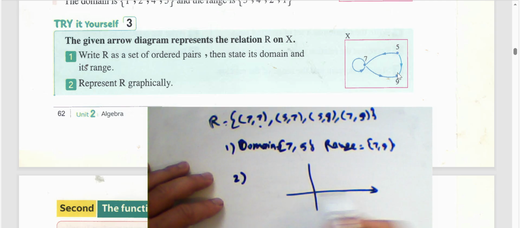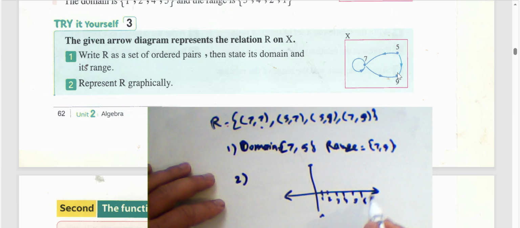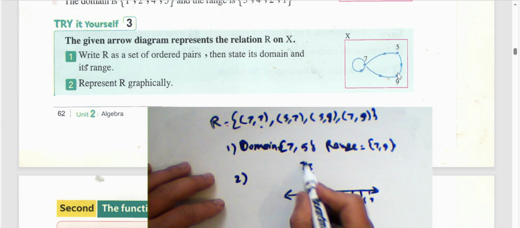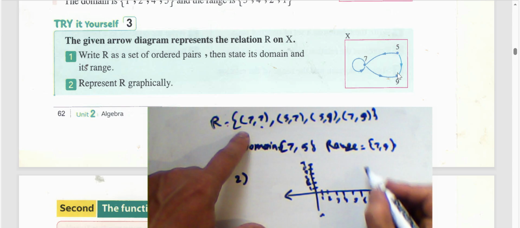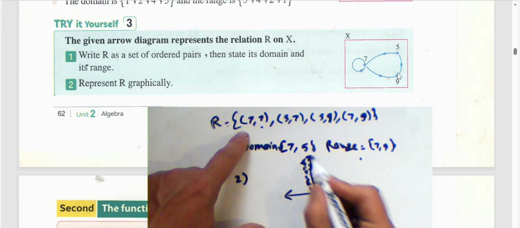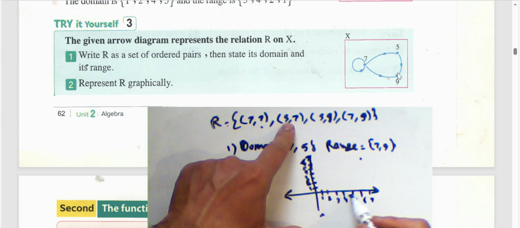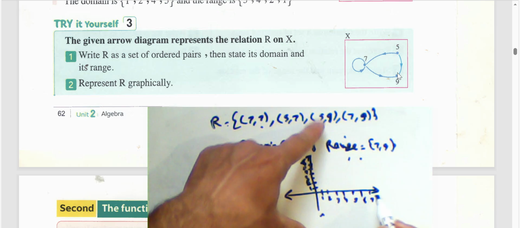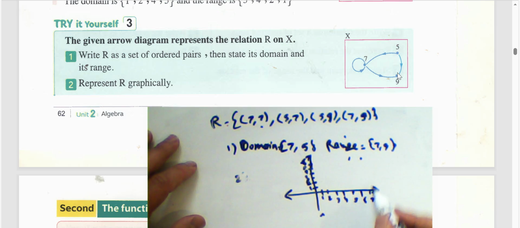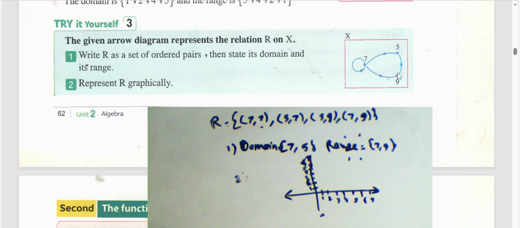Draw 1, 2, 3, 4, 5, 6, 7 and 1, 2, 3, 4, 5, 6, 7. Okay, then the image: 7 with 7, up to 7, and 5 with 7, 5 with 9, 5 going up to 9, and 7 with 9. Understood? This is the graph. You can draw it by yourself using a ruler and pencil.